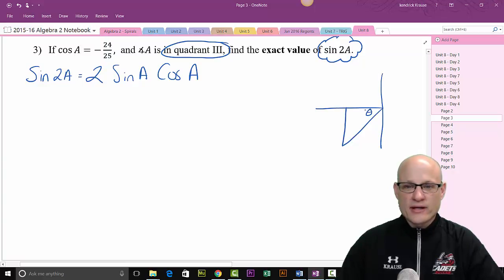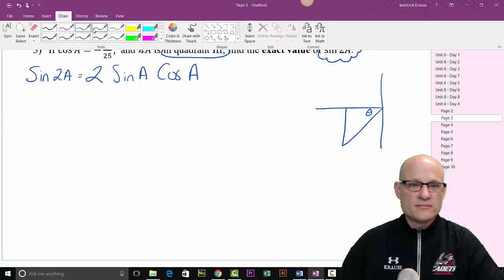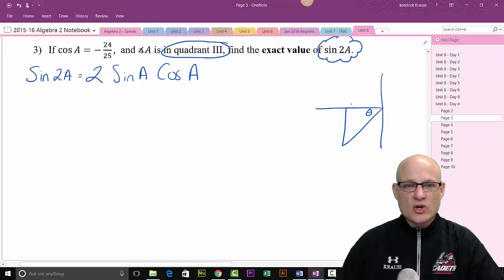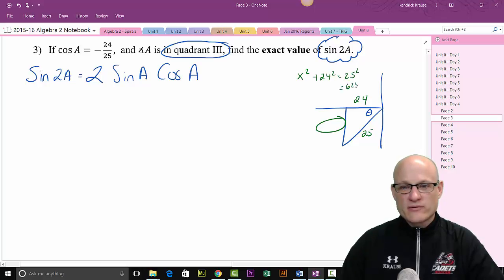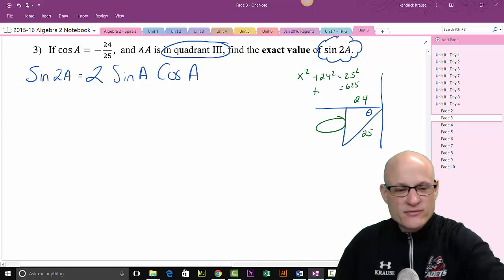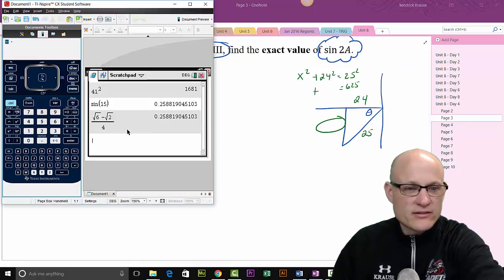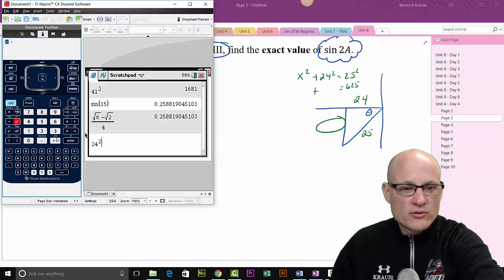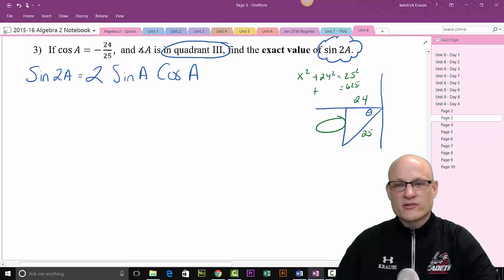And there's my angle theta. And I'm given that cosine is 24/25. Now, I'm pretty sure this is 8, but I'm not really sure. So let me go x squared plus 24 squared equals 25 squared. I know this is 625. 24 squared is 576.